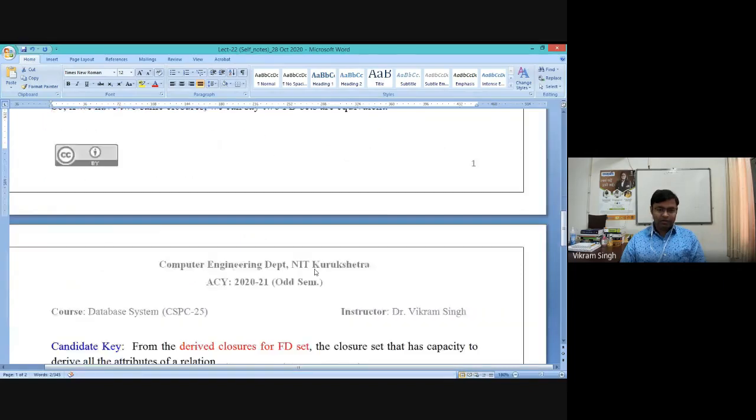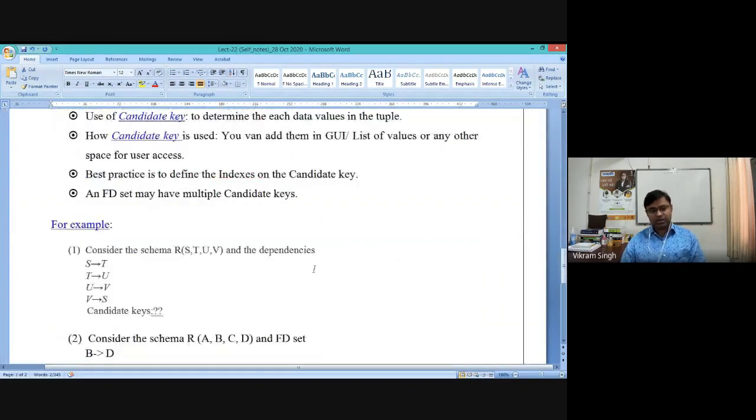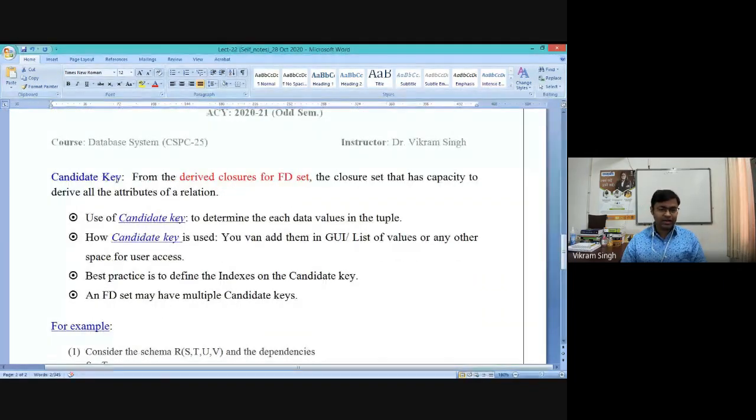Now I'm going to introduce the term called candidate key. Candidate key is, as we have just discussed, a set of attributes. It is actually a set of determinant attributes, right? So it is very important to mention that a candidate key, or maybe a closure set, will have the attributes which fall on the determinant side. So it is a set of attributes.